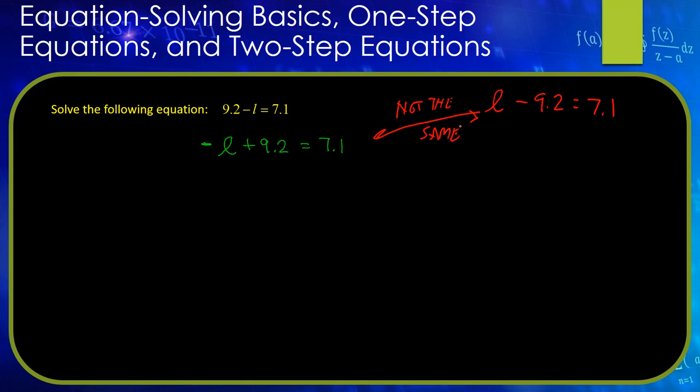And it's important because the negative sign is attached to the L. It's not attached to the 9.2. The 9.2 is positive. So here I have negative L plus 9.2 equaling 7.1. So there's actually two things I need to get rid of here. I've got to get rid of the addition of 9.2, and I've got to get rid of the negative sign on the L, which is the same thing as a multiplication of negative 1. So I've got to get rid of that multiplication.